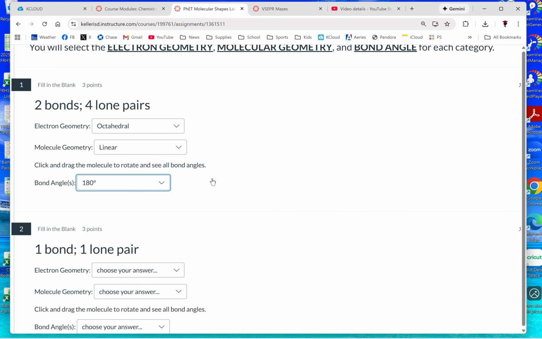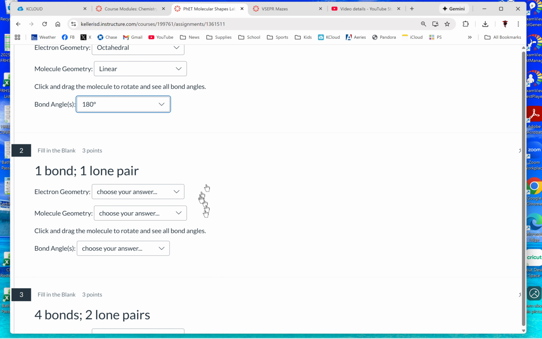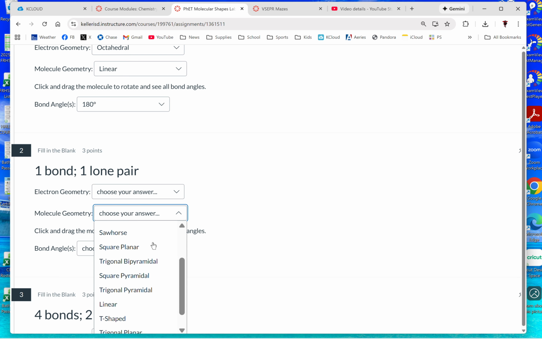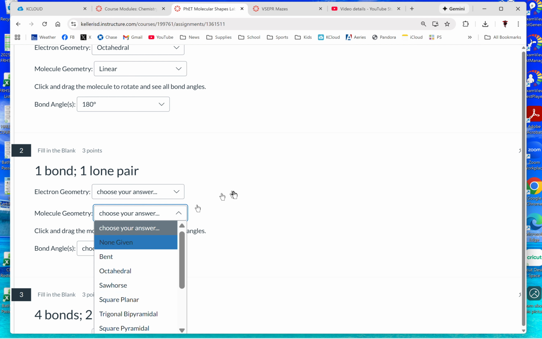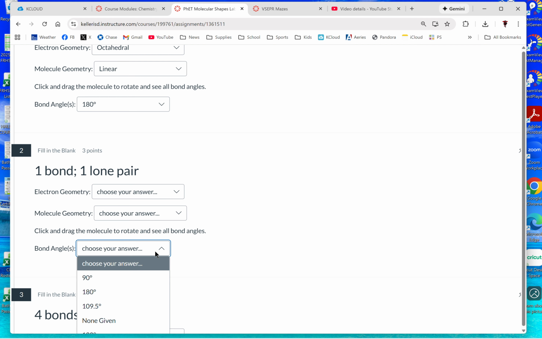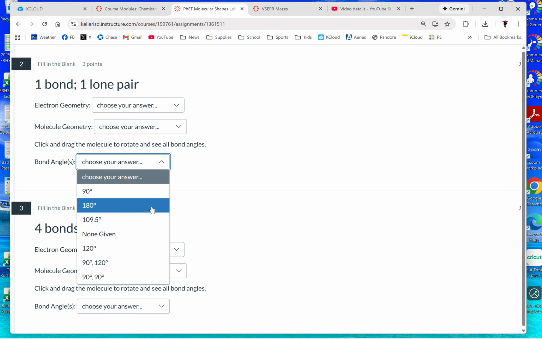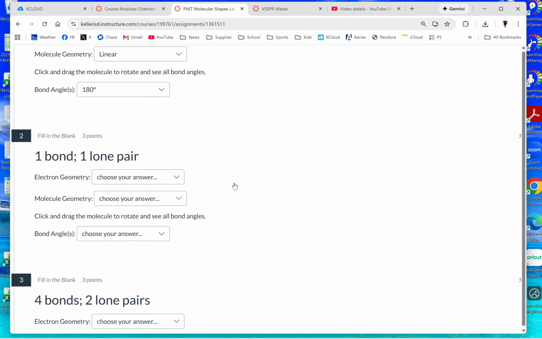Some of them won't have a geometry and bond angle. It just kind of depends on how many you have. And so on the molecule geometry, none given is one of your possible options. Same thing with bond angles. It may not give it to you depending on how many bonds or lone pairs you have. So none given is an option on those two.